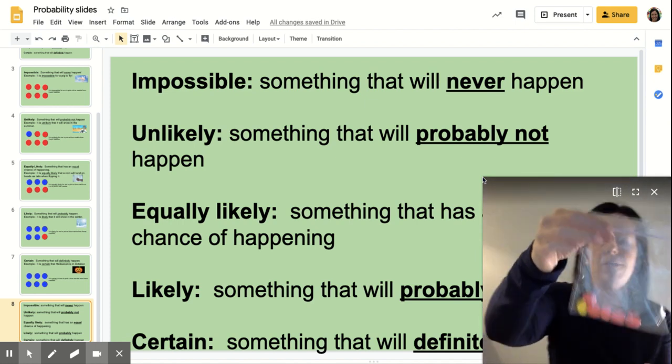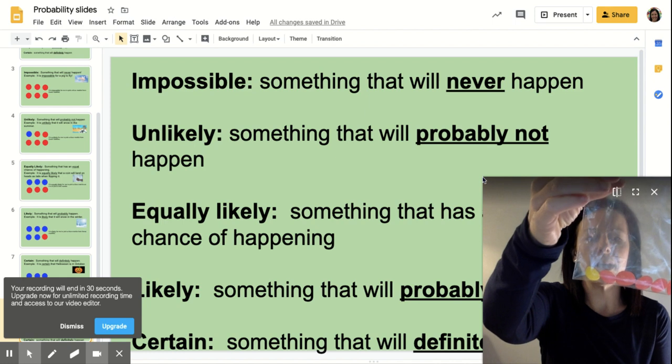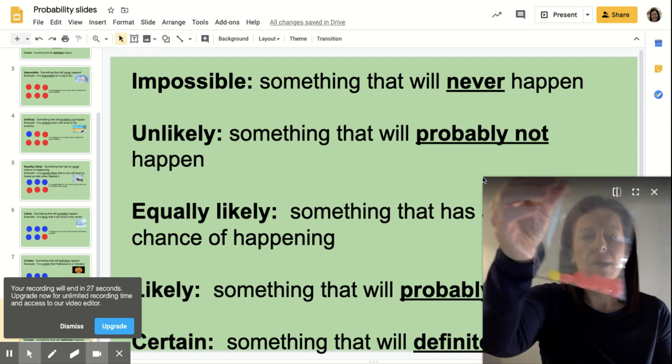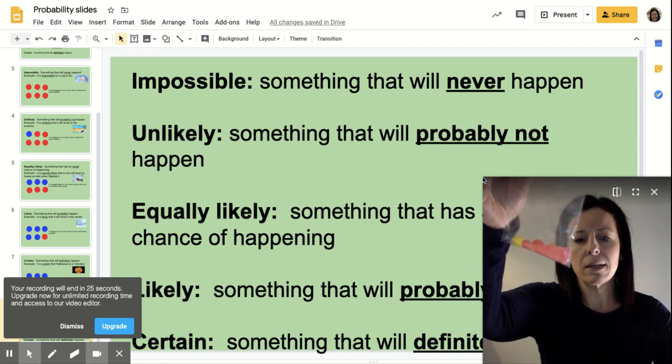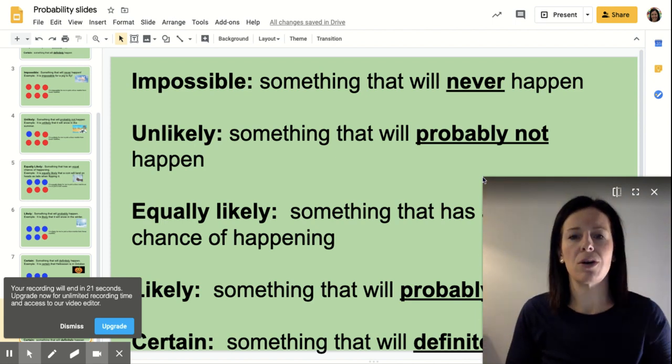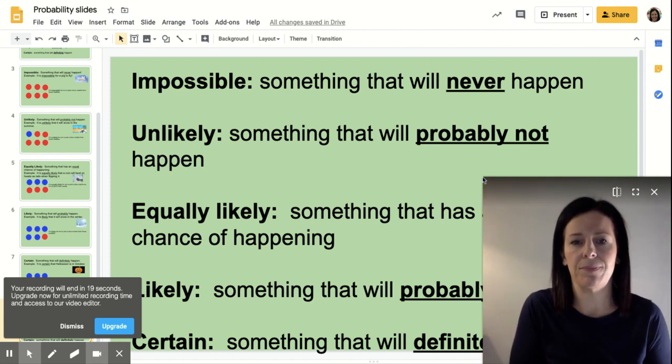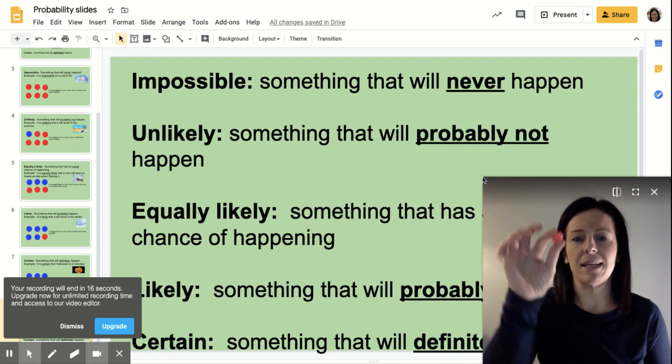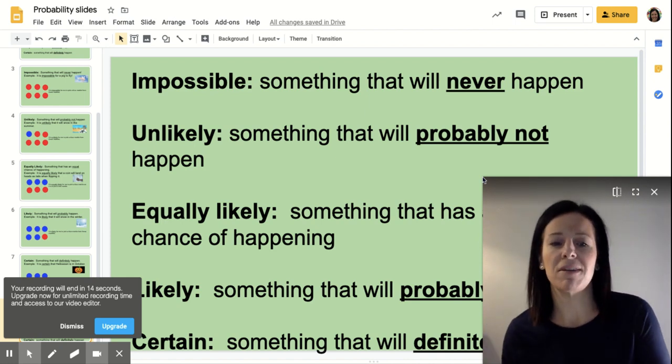All right, finally, let's see. I have 5 pink and 1 yellow. What do you think? Impossible, unlikely, equally likely, likely, or certain? You said likely. You are correct. Let's find out. And I did. Yum. I'm actually going to eat this one because they're my favorite.